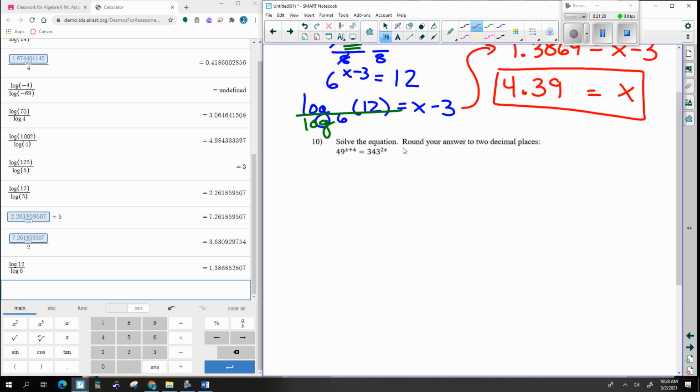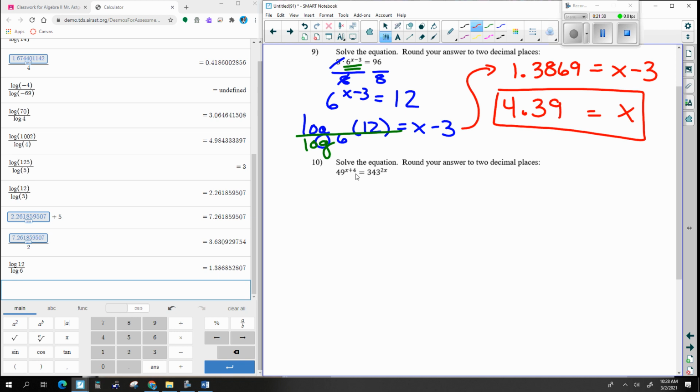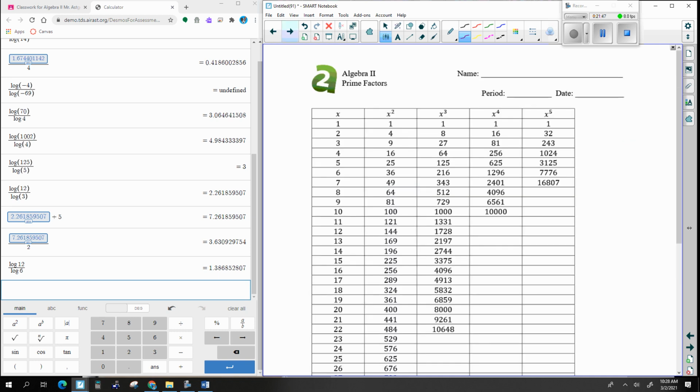All right, and then number 10. Ooh, number 10, tricky, tricky. Notice that there are exponents on both sides. So chances are these numbers are actually the same. Okay, so what I have, 49 and 343. Let's see if they show up somewhere.